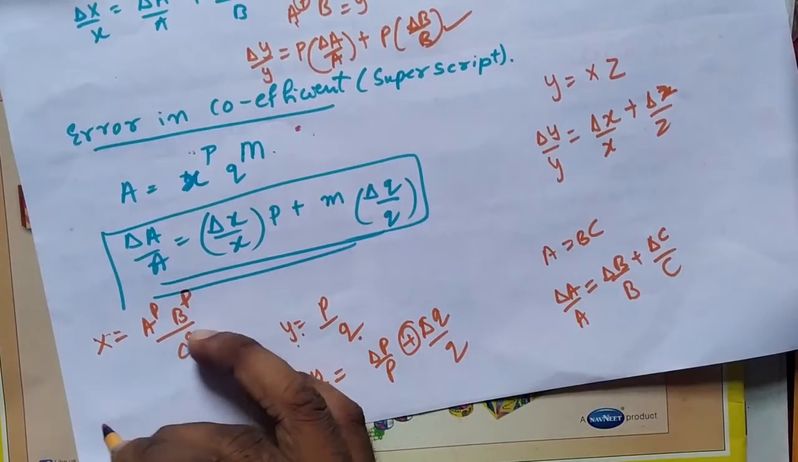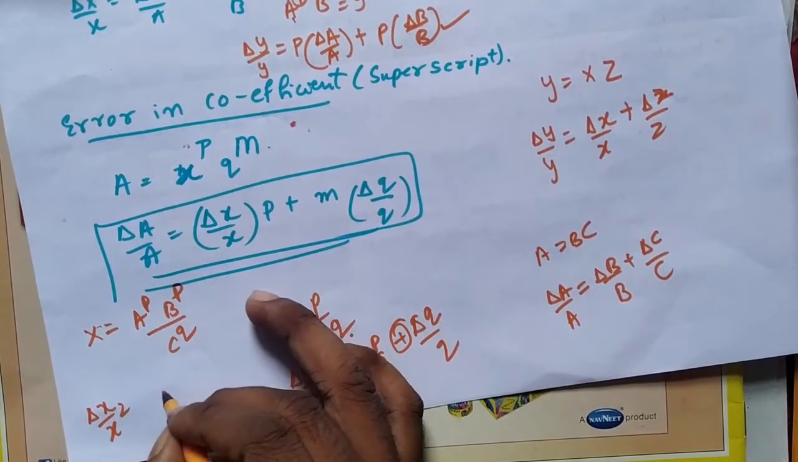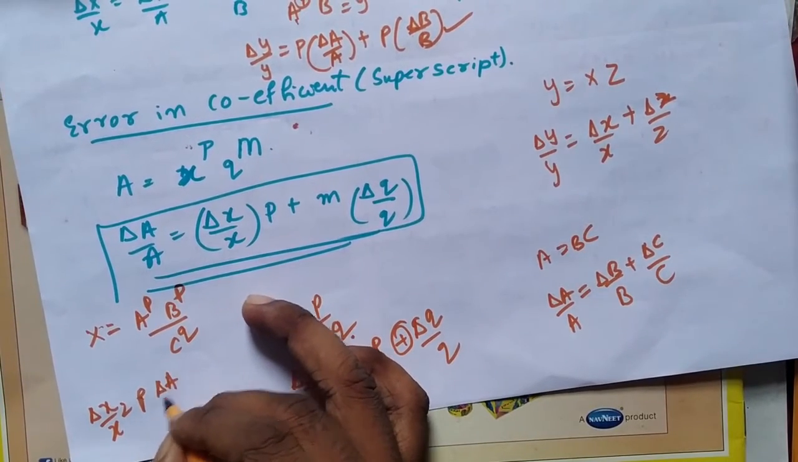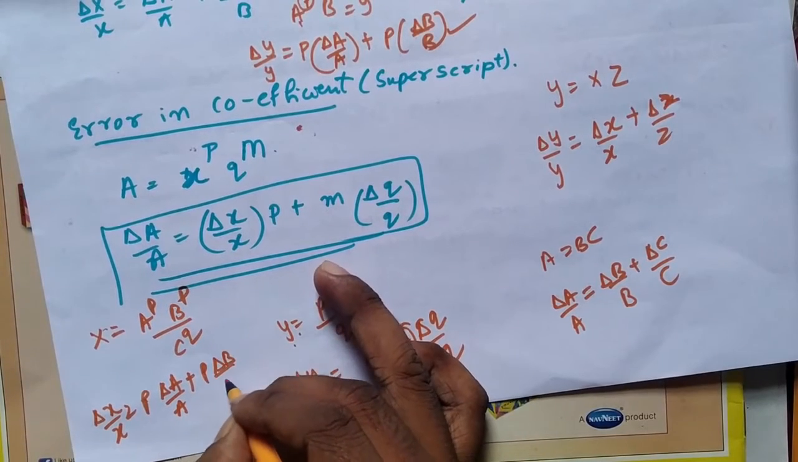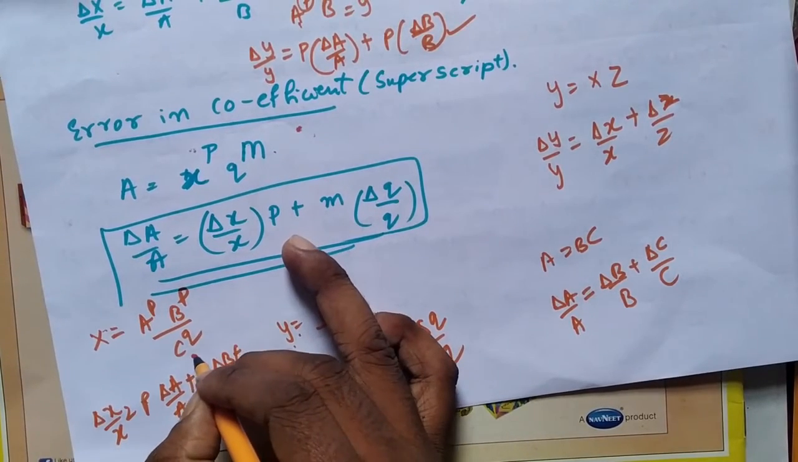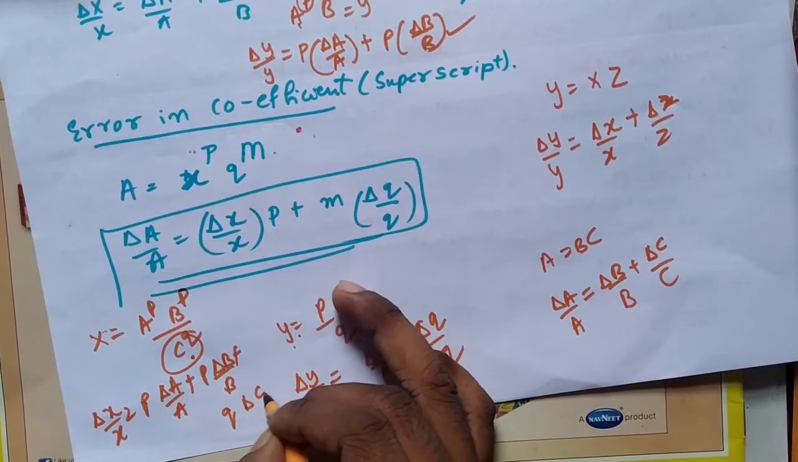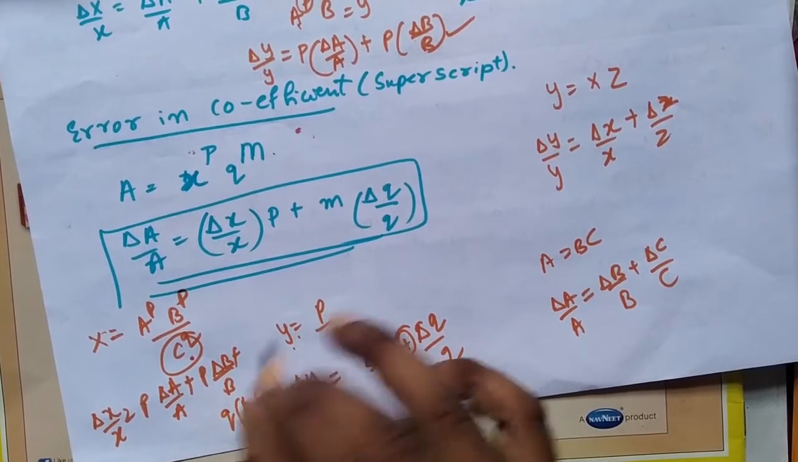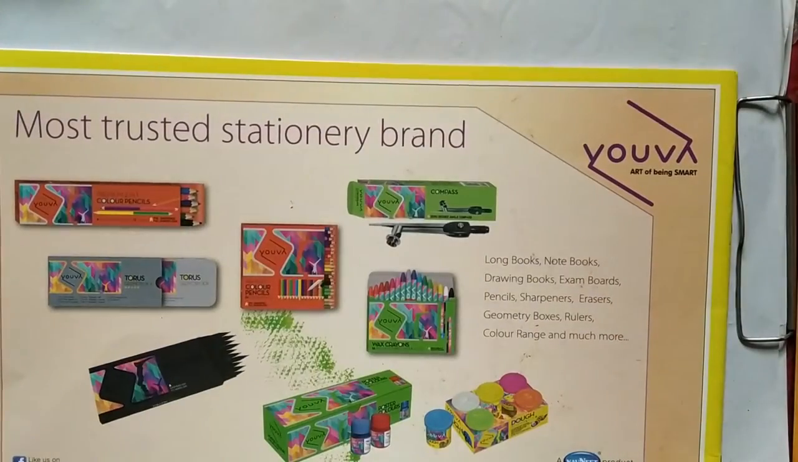Delta x by x equals p into delta a by a, plus q into delta b by b, plus r into delta c by c. Take the exponent value p into delta a by a, plus the exponent value into delta b by b. The denominator value goes to the upside, but it should be plus only. Is it okay? Yes, very good. We move on to the problems next.